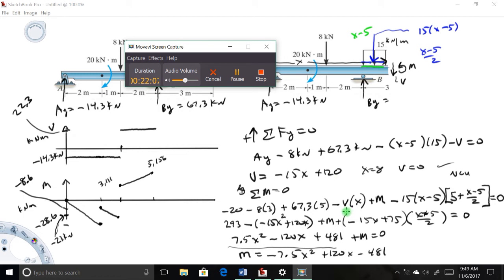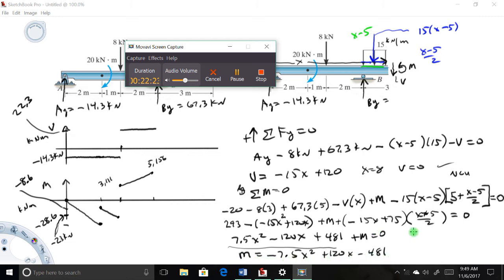Again, very important to check your endpoints here. Before, I checked our endpoint at x equals 8 and got a 0, so our shear function was good. Took that function, inserted it here, solved for the bending moment. Be real careful here with all those minus signs and all those distances. We got the following function here for our bending moment.